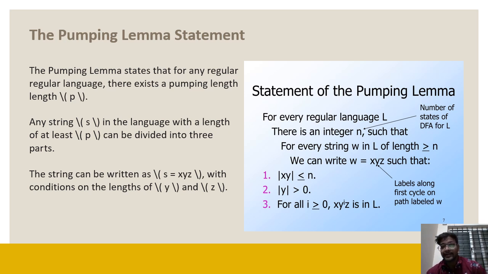For every regular language L, there is an integer n such that for every string w within L of length greater than or equal to n, we can write w is equal to xyz such that y is the label along the first cycle on the path labeled w. You can see here, the length of xy is less than or equal to n, y is greater than 0, and for all i greater than or equal to 0, x y to the power i z is in L.